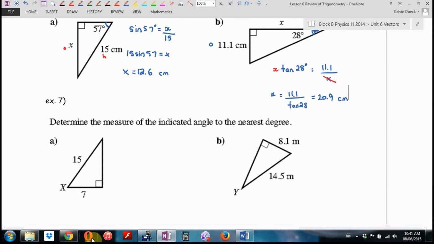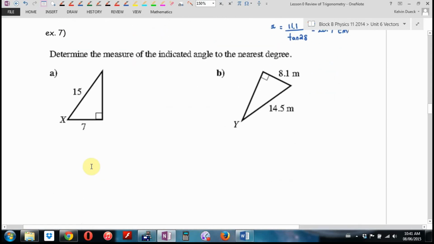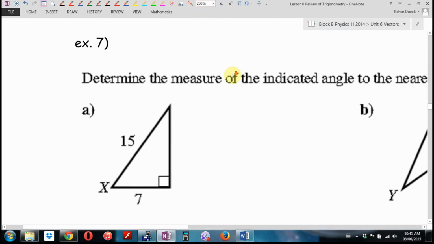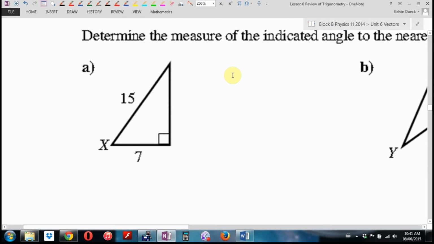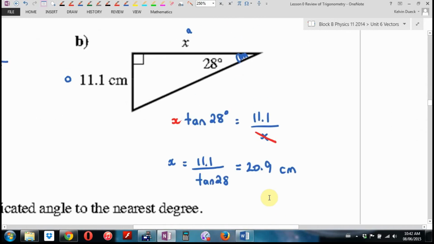Not only can you find a side, you can also use this to find an angle. Find angle x. I'm going to start out exactly the same way. Am I wrong, by the way, on the last question? I see people staring. That's right? 20.9? Okay.